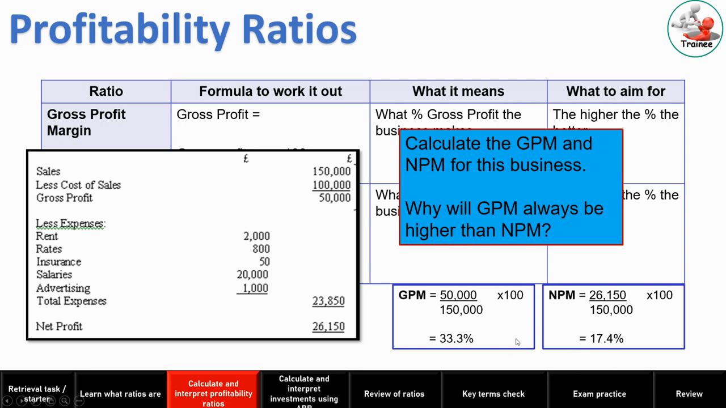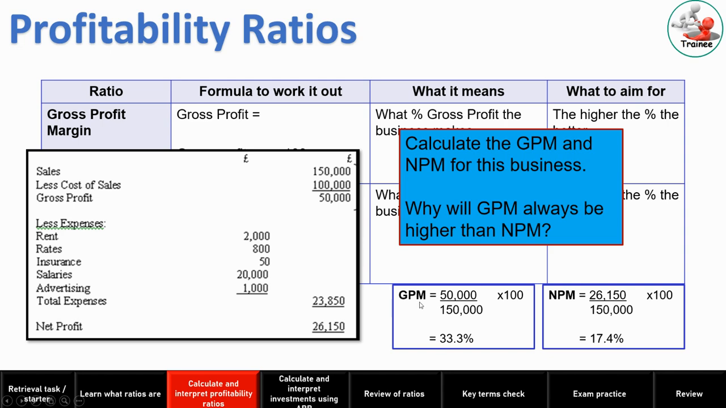Now, a couple of things to note. Gross profit will always be a bigger figure than net profit. Why? Well, because gross profit only takes off the production cost, the cost of sales, where net profit is what you're left with after all of your costs are subtracted. So you'll always have a net profit figure that's smaller than your gross profit figure. What does that percentage mean? So the best way to think about it is this.